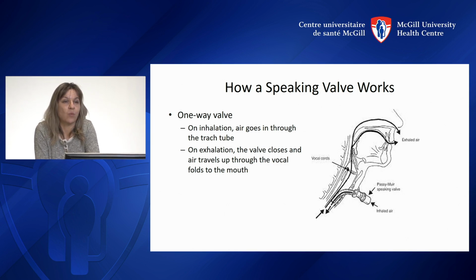A speaking valve is a one-way valve. On inhalation, air goes through the tracheostomy tube, and on exhalation, the membrane in the valve closes, and the air is forced around the tube up to the vocal cords to make them vibrate, and through the mouth, exhaled out.